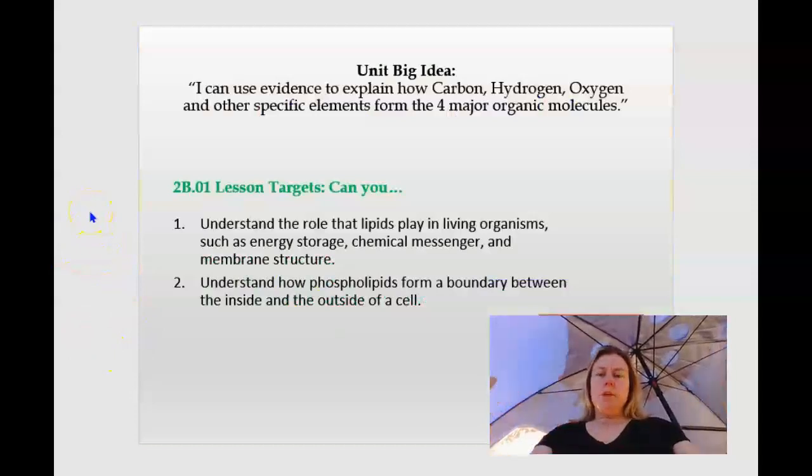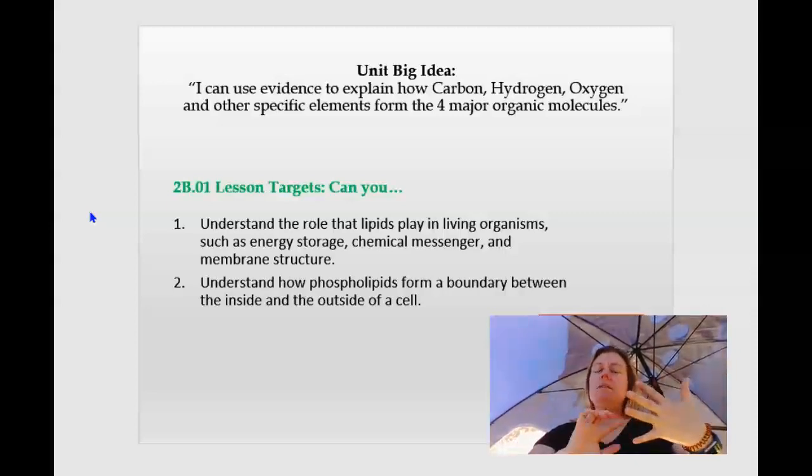There's still one big idea for this half of the unit. It's where we're going to talk about using evidence to explain how carbon, hydrogen, and oxygen, as well as a few other ones, form 4 major organic molecules. Now, we've already talked about carbohydrates, so today we're going to talk about lipids.